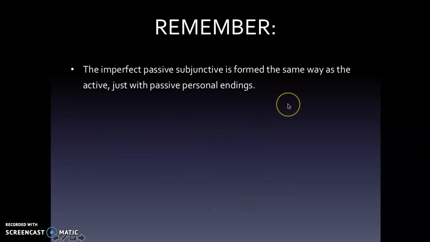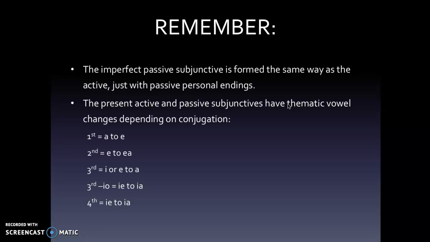All right, discipuli. Remember, the imperfect passive subjunctive is formed the same way as the active, just with passive personal endings. The present active and passive subjunctives have thematic vowel changes depending on their conjugation. That's the only way you're going to know that you're looking at a subjunctive. The first goes from an A to an E, the second from an E to an EA, the third goes from an I or E to an A, the third I-O goes to an IA, and the fourth goes to an IA. So E, EA, A, IA, IA. You just got to memorize those.